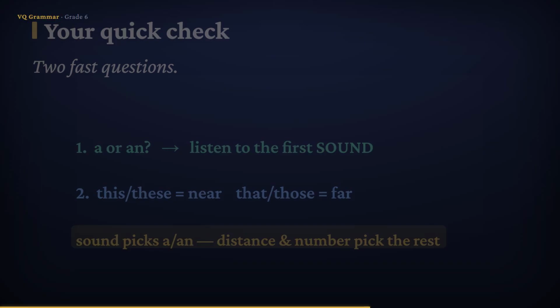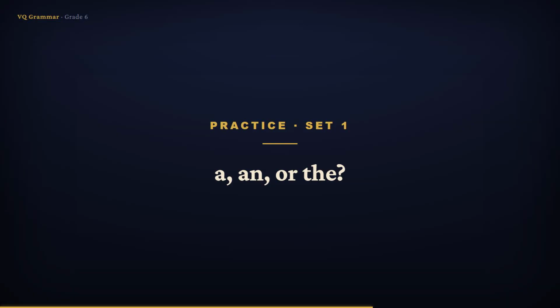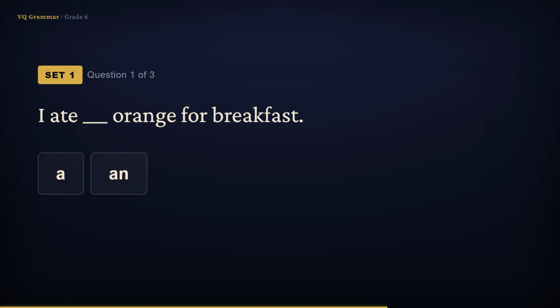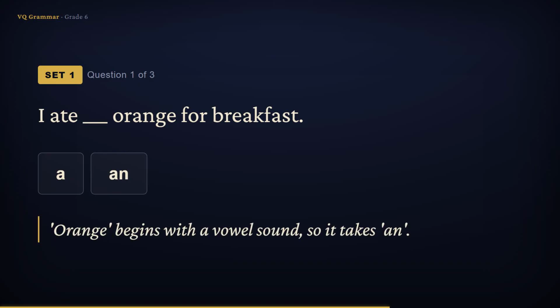Ready to practice? In this first set, we'll work on articles. Read each sentence and choose the article that fits. Pause the video and try each one yourself before I give the answer. I ate blank orange for breakfast. The next word is orange, and orange begins with a vowel sound, an ah sound. A vowel sound calls for an, so the answer is an.